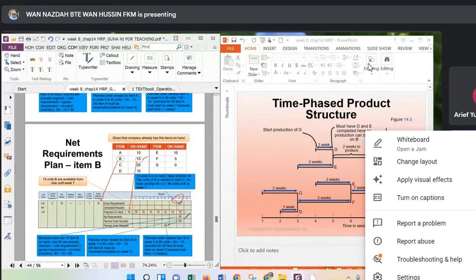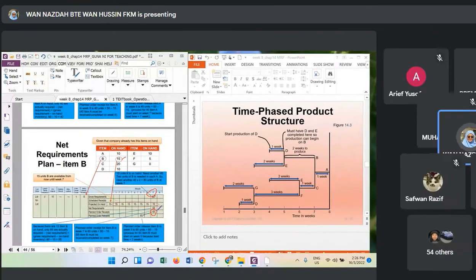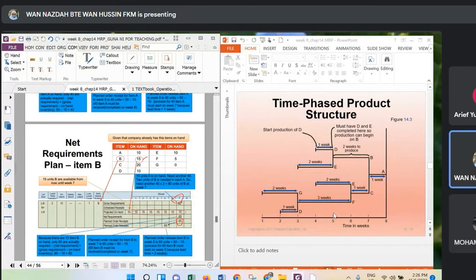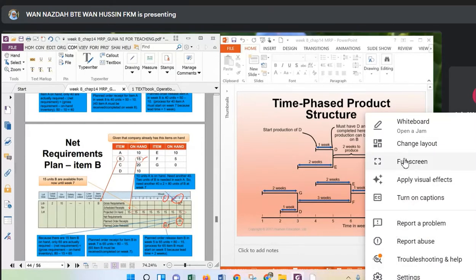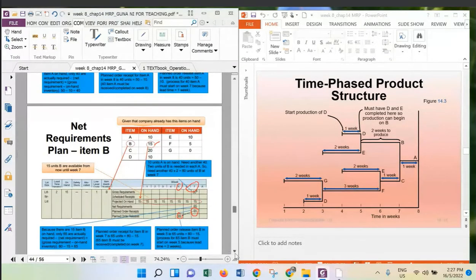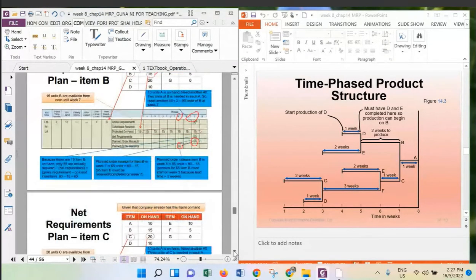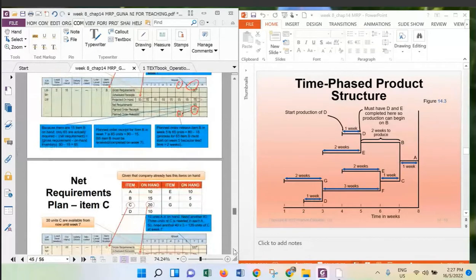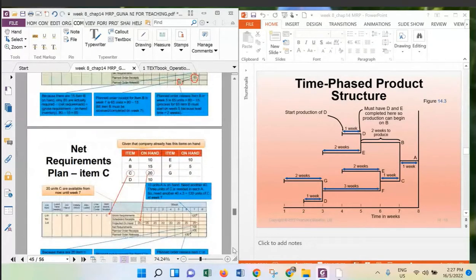So you only require to prepare B only 85, and this B, okay, you start production in week 5. Okay, you start production of B in week 5. It takes 2 weeks to complete B. Can you understand? Yes, Doctor. And the same goes to C.